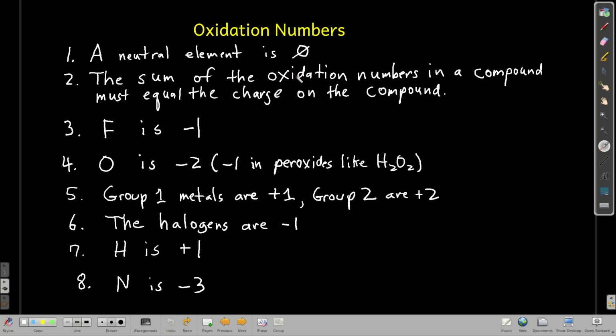Now, if it's 0, they add up to 0. If not, they add up to whatever the charge is. Fluorine's -1. It beats everything else down here. So now what we have is a hierarchical list of oxidation numbers for specific elements.